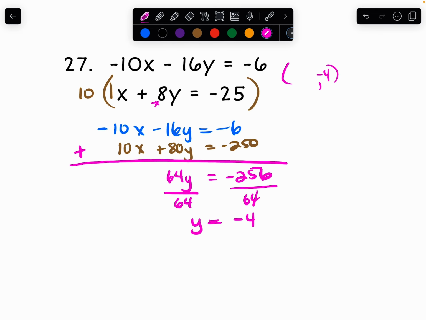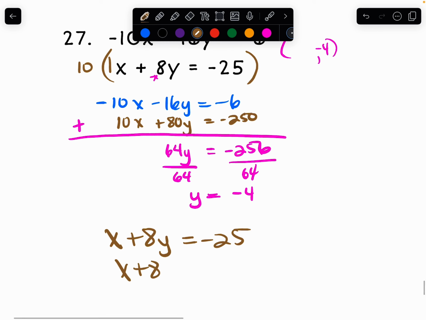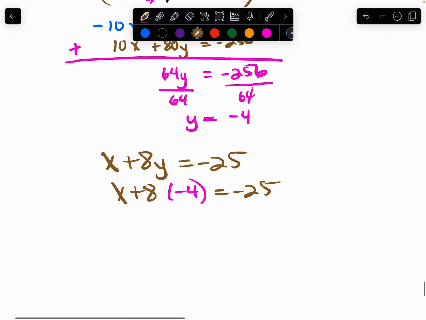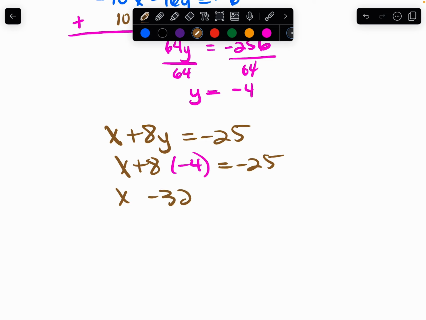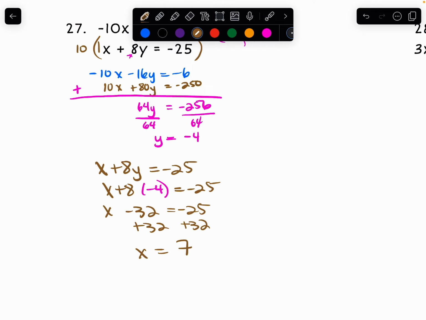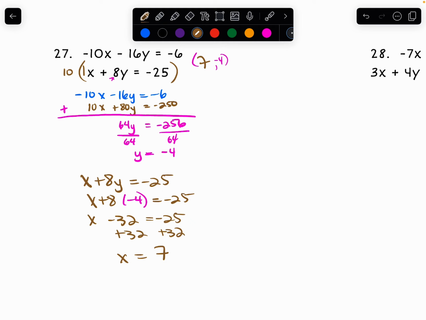Which one am I going to plug it into? I'm actually going to plug it into the second equation. Nope, the original second equation. x plus 8y equals negative 25. So x plus 8 times negative 4 equals negative 25. So x minus 32 equals negative 25. I'm going to add 32 to both sides. And x equals 7. So it's the point (7, negative 4).